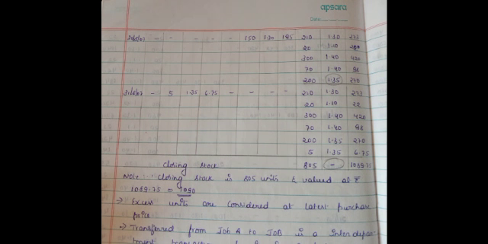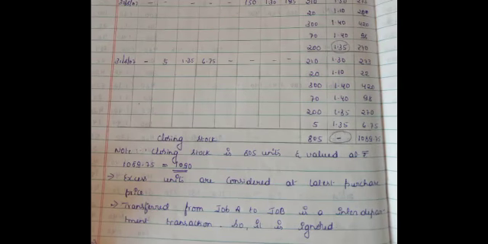Finally, you are going to get the closing stock of 805 units amounting to rupees 1089.75. See, the closing stock comes to 805 units valued at 1089.75. The excess units are considered at the latest purchase price, and the last one transferred from Job A to Job B is an inter-department transaction, so it is ignored. So this is the note for this problem.